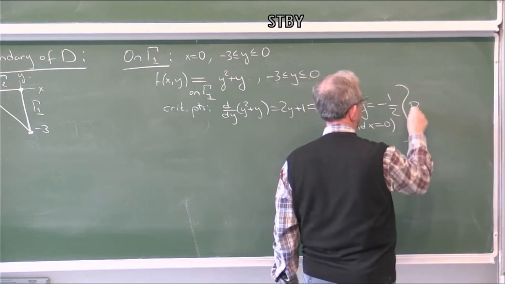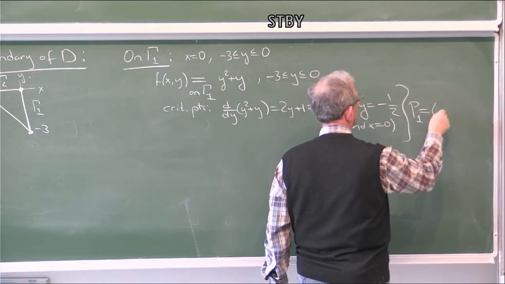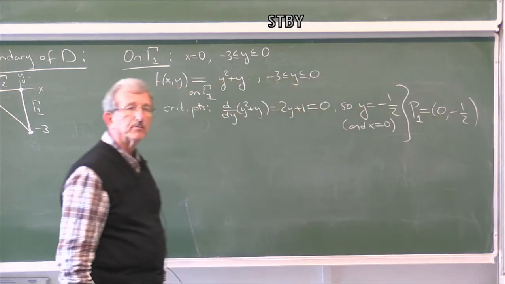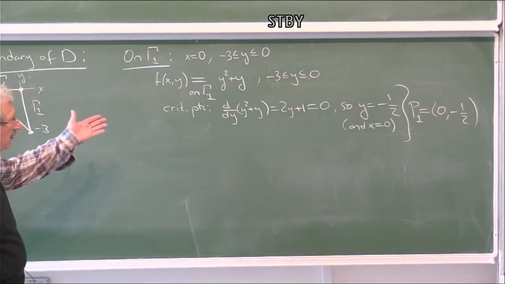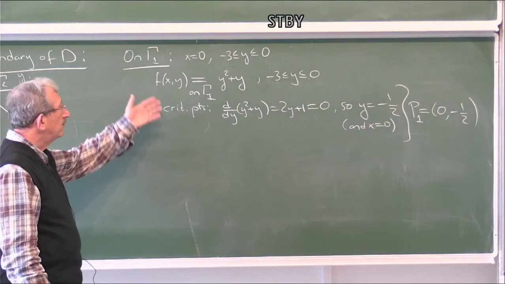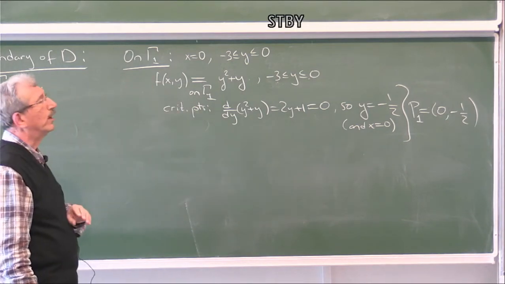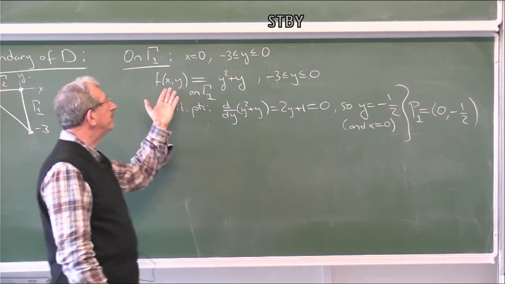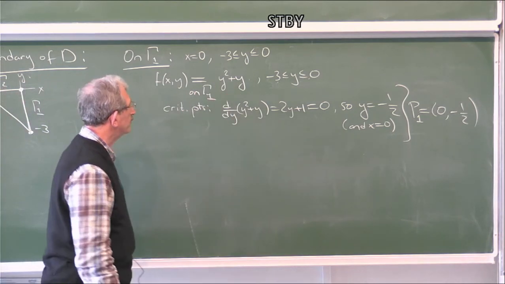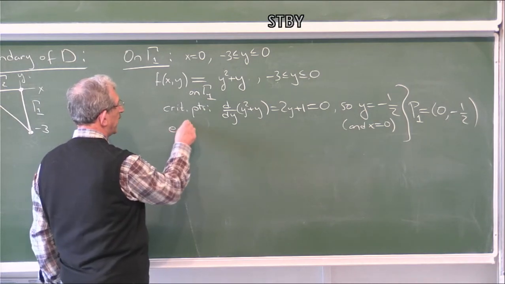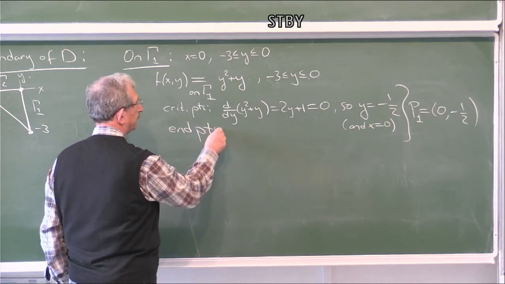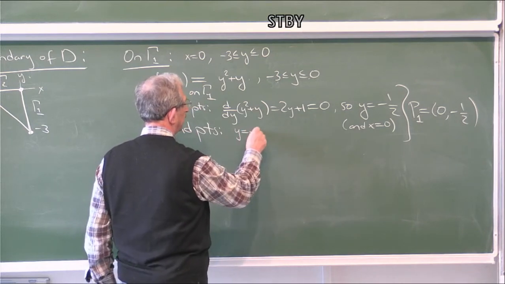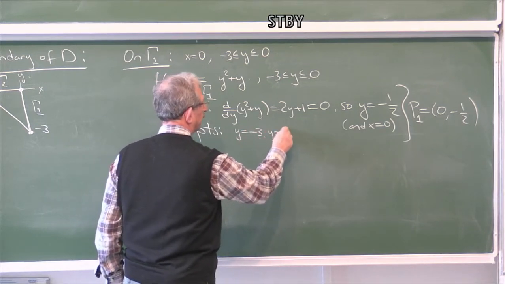Together, they say that I get a point 0, minus half. Now, this is a critical point on the boundary gamma 1. I found it by substitution, that is, reducing the function to a one-variable function. And of course, I have to check endpoints. Well, endpoints mean that y is minus 3 or y is 0.